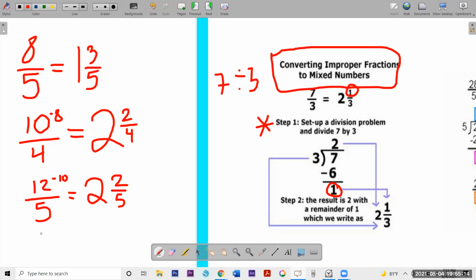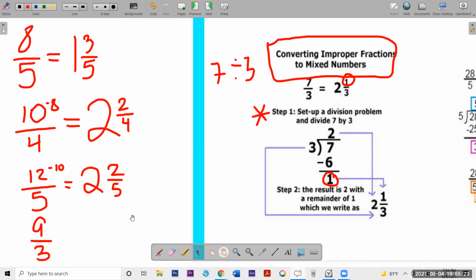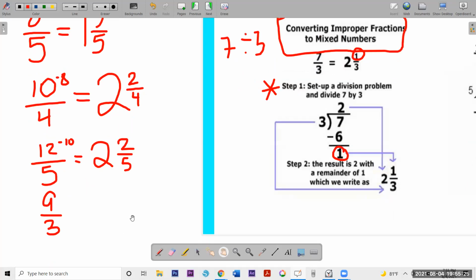Let's do 9 over 3. What do we get? Excellent job, guys. We just get a whole number because we don't have any remainder. So we literally just get 3, and that's it. So that was a trick question. Excellent job. One last one.